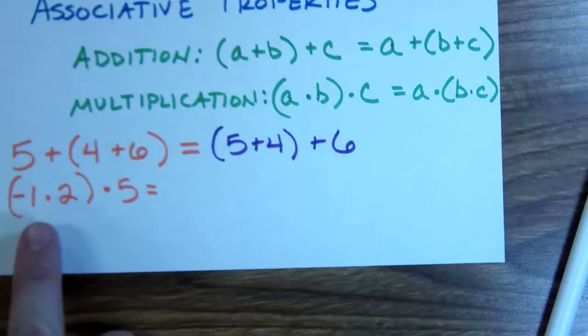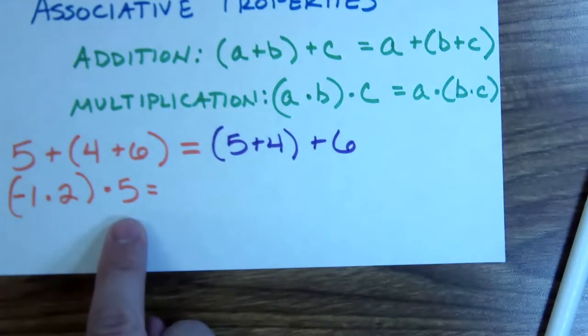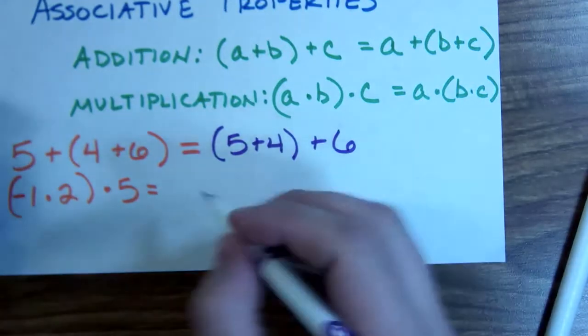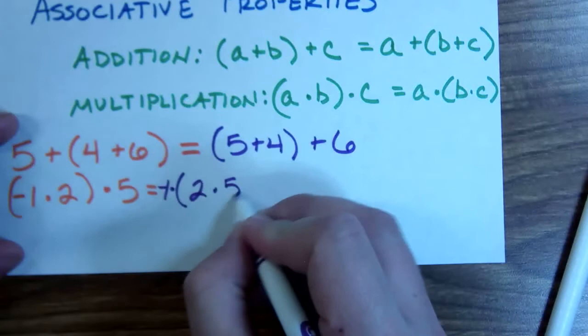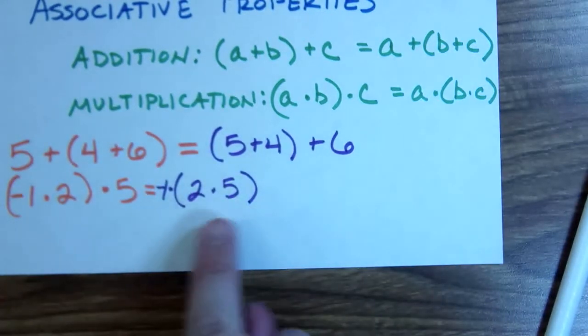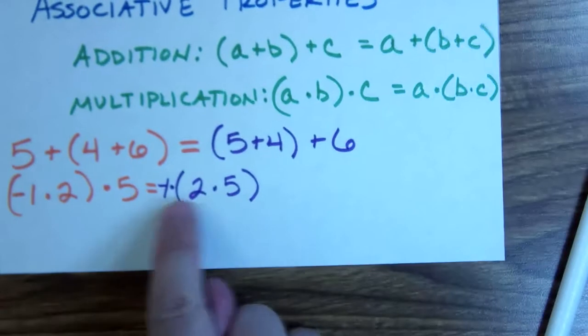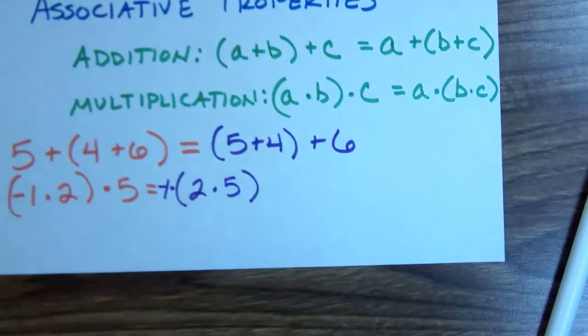Let's try this. First, I would do the parentheses. -1 times 2 is? -2, and -2 times 5 is? -10. The associative property says I should get the same answer if I group the 2 and 5 together. I should still get -10. Let's try it. What's 2 times 5? 10 times -1. Oh my God in heaven. I can't believe that worked. Can't believe it. Feel all right about that? Yep. All right.